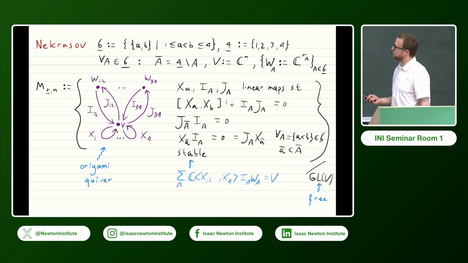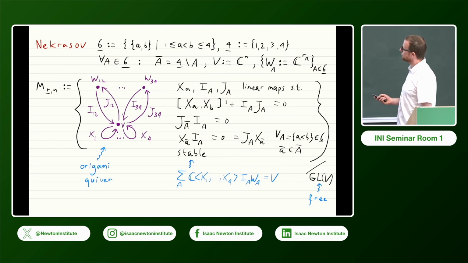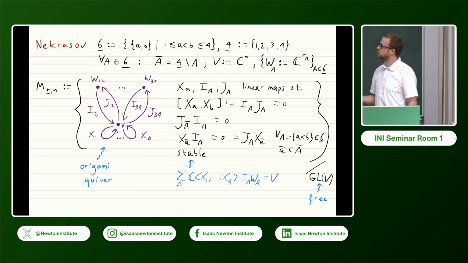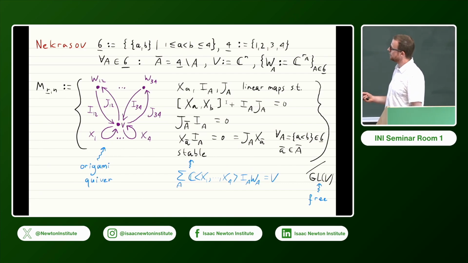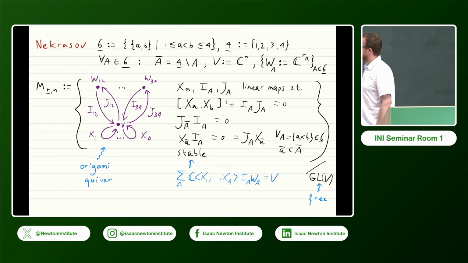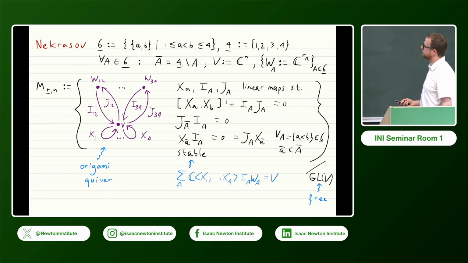So what is the quiver now? The quiver has one internal vertex V, and then it has 6 external framing vertices W12, W13, all the way up to W34. And then for each of them we have an ingoing arrow I_A and an outgoing arrow J_A, and 4 loops x1 up to x4. Okay, so we call this the origami quiver.